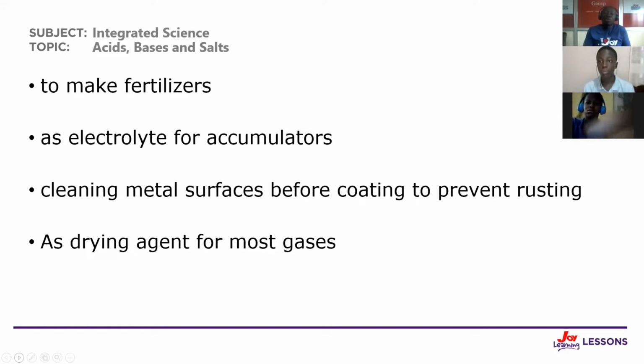Now, it is also used as a drying agent for most gases when we prepare them in a lab. So for example, if you are preparing a gas and the reaction is accompanied by water, and you want to have only the gas, then you pass the mixture through sulfuric acid, which will absorb the water moisture from the mixture and allow the gas to proceed to wherever you want to collect it. So it is used also as a drying agent.